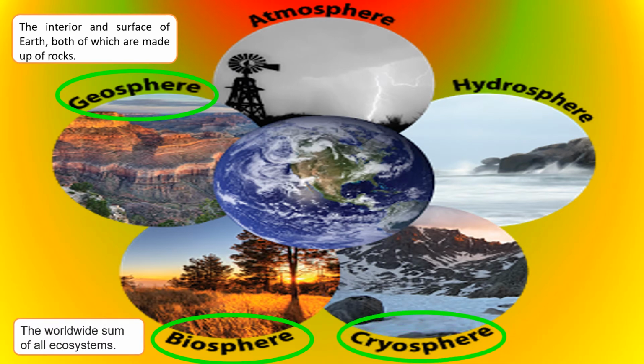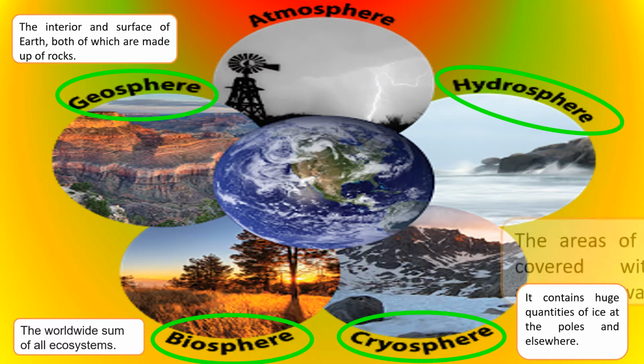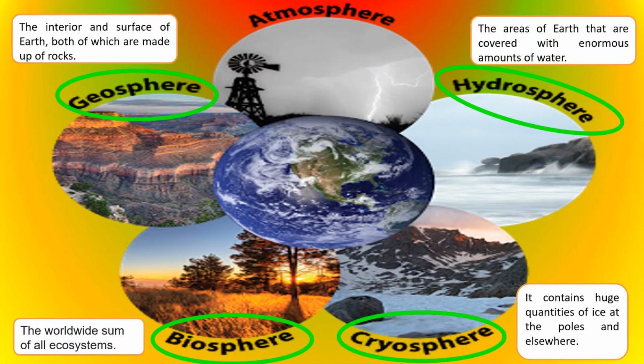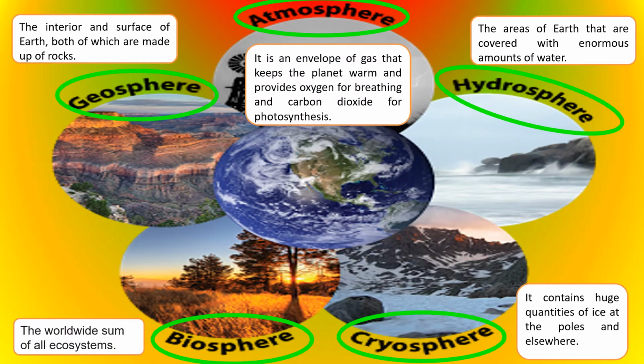The next part of the Earth is the cryosphere. The cryosphere contains huge quantities of ice at the poles, and elsewhere. The next sphere is the hydrosphere. The hydrosphere is the areas of Earth that are covered with enormous amounts of water. And lastly, the atmosphere. The atmosphere is an envelope of gas that keeps the planet warm and provides oxygen for breathing and carbon dioxide for photosynthesis.